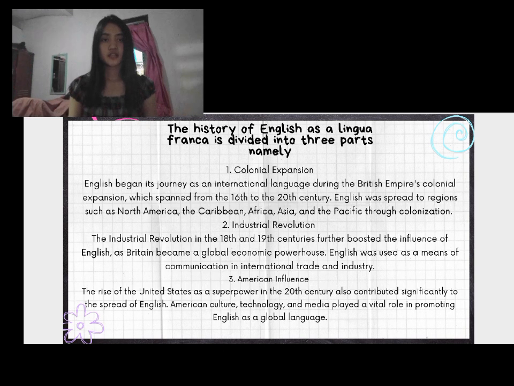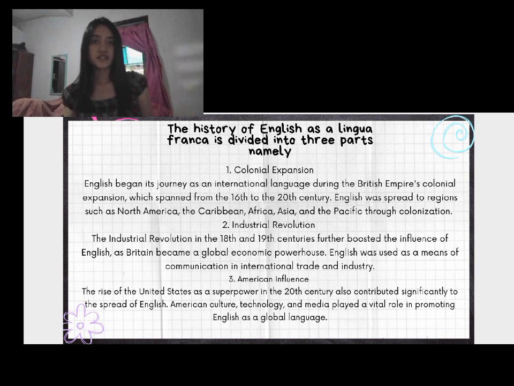The next one is technology and media. The advent of the internet and digital communication in the late 20th century accelerated the spread of English. English language content on the internet, in the form of websites, social media, and online media, became easily accessible worldwide.